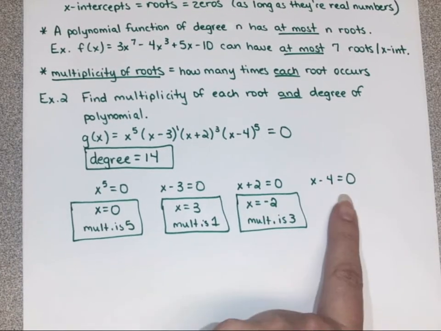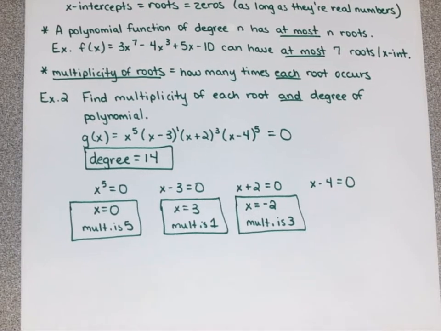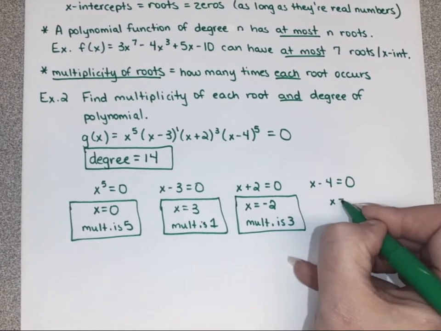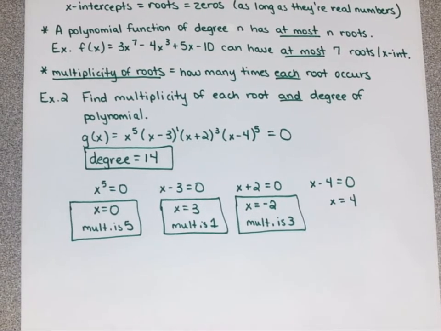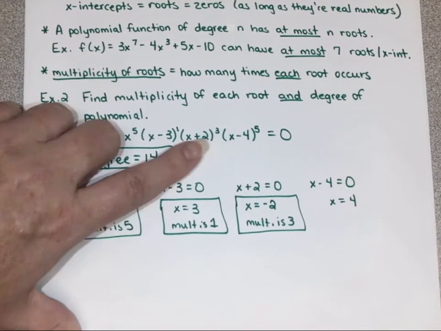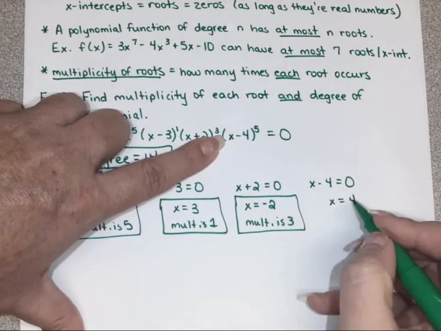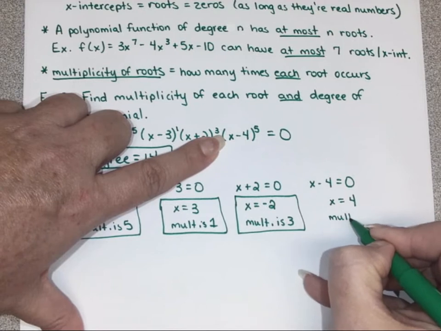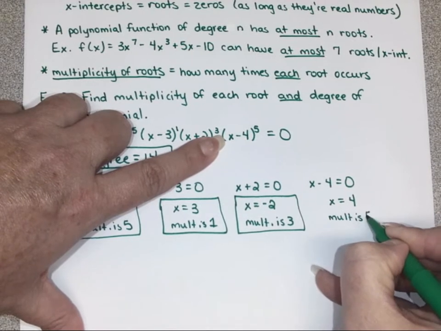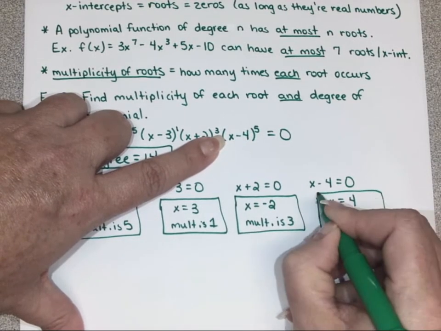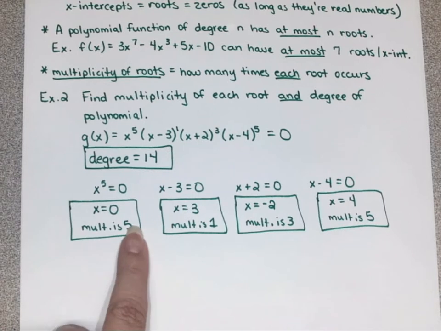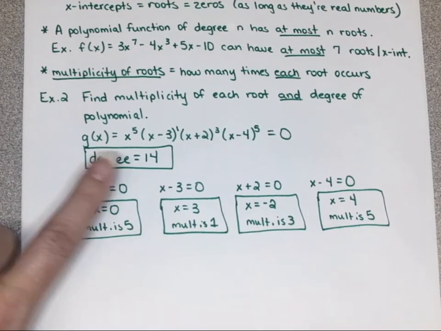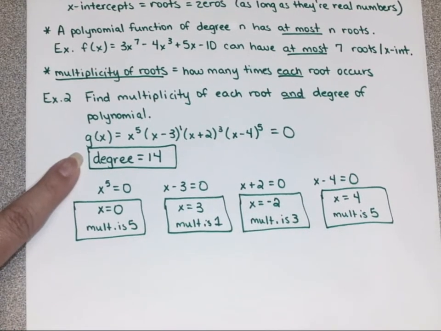And then last but not least, what would I get for this very last x-intercept? I would get 4, right, if you add 4 to both sides. But then up here, what's the multiplicity, not the degree? The multiplicity of this one's also 5. Okay, so notice if you add 5, 1, 3 and 5 together, you get the overall degree, which is 14.